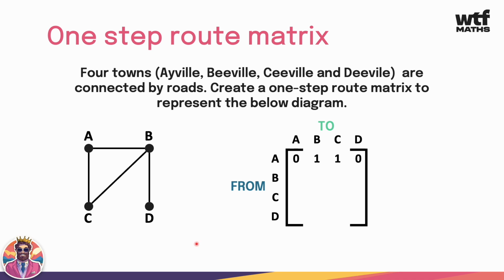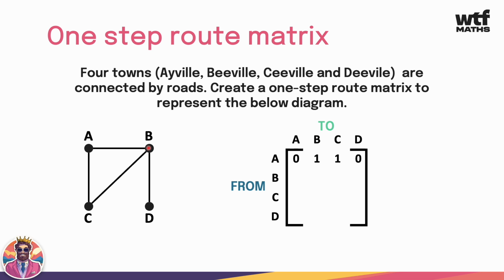Alright, so I filled in the first answers here. Let's try to understand what's going on. A one-step route matrix means you can only go down one road. So starting from A, it is not possible to get to A if you have to take one road. So look at the diagram here. If we start at A and you have to take either this road or this road, will you end up at A when you're done?